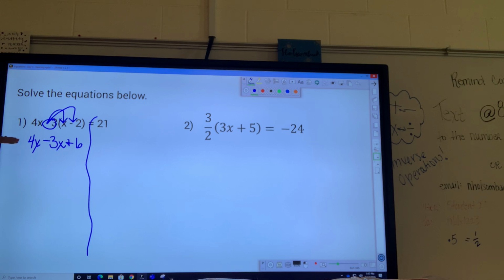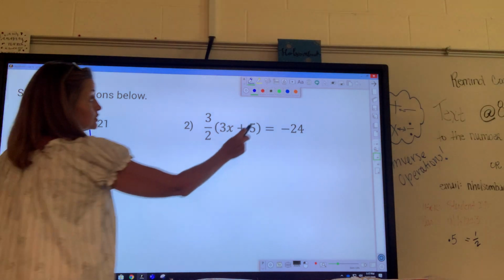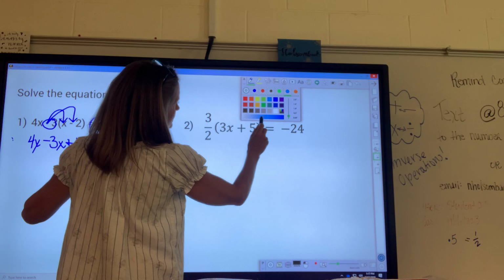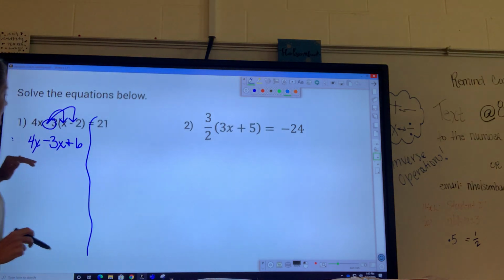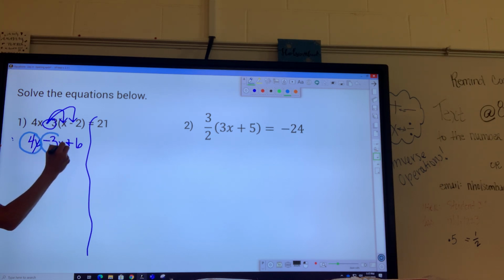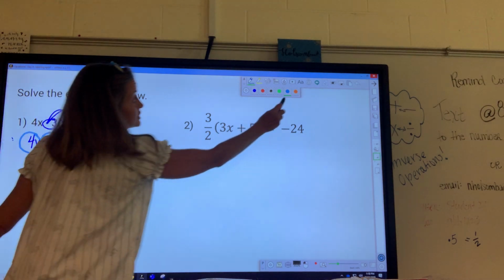Now we're going to do the C, which is add like terms. So I'm going to circle this first term because it's an x term. Now, is there any more x's in here that you can circle? So you have 4x minus 3x, which equals just a plain old 1x. You could leave it just x, or if you wanted to, you could put a 1 in front of it. Did you touch that plus 6?